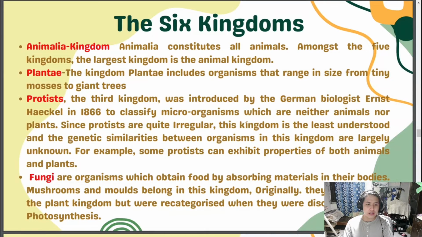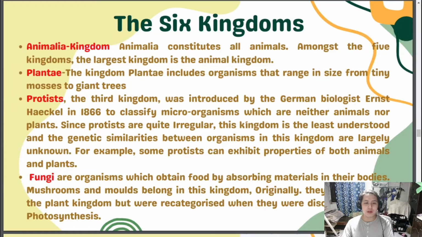So, Protists, the third kingdom, was introduced by the German biologist Ernst Haeckel in 1866 to classify microorganisms which are neither animals nor plants. Since protists are quite irregular, this kingdom is the least understood and the genetic similarities between organisms in this kingdom are largely unknown. For example, some protists can exhibit properties of both animals and plants.